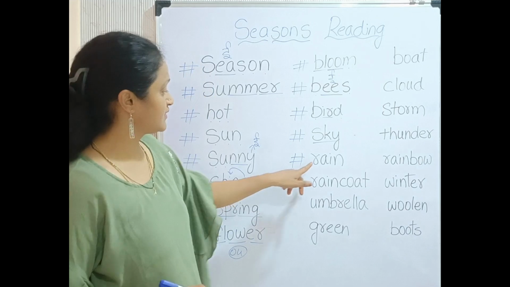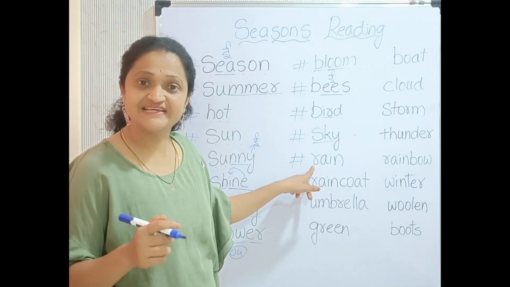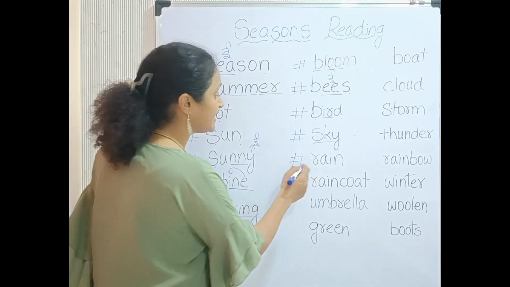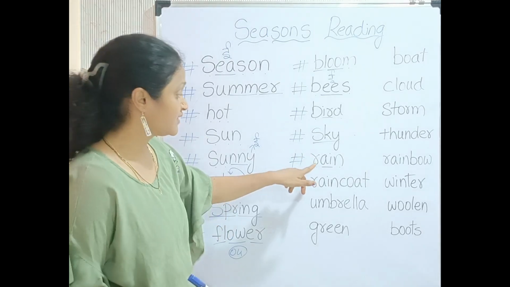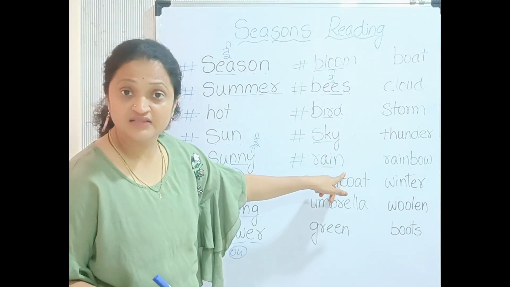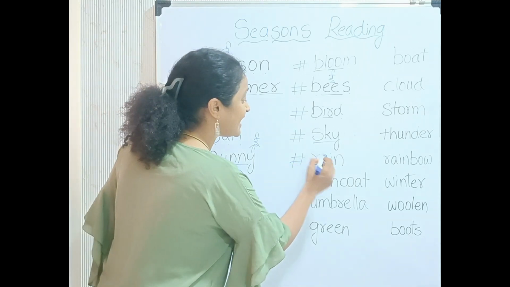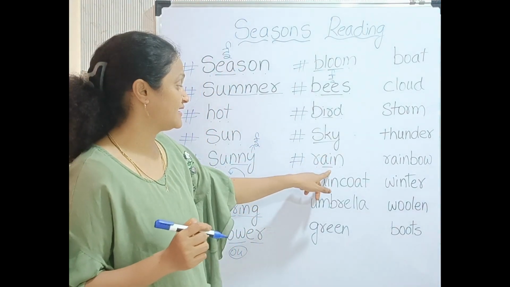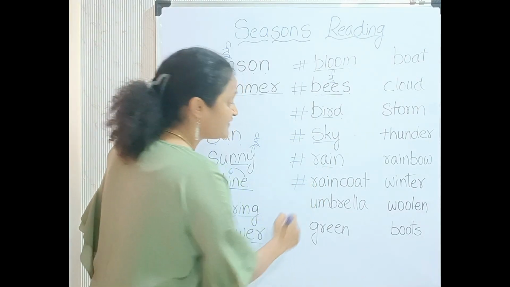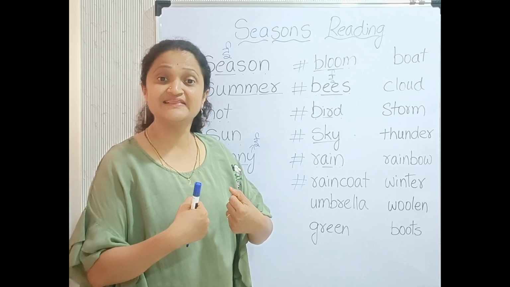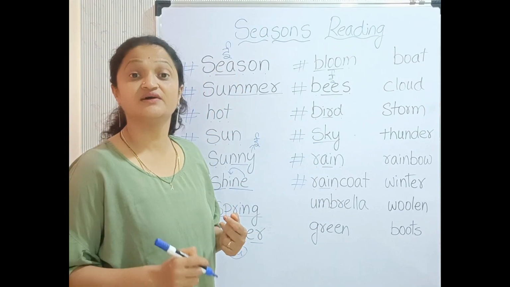Next, the season is rainy season. We see rain. Rain. R-A-I-N. A-I. Sound is A. This is called vowel digraphs. We wear raincoat in the rainy season. R-A-I-N. Rain.